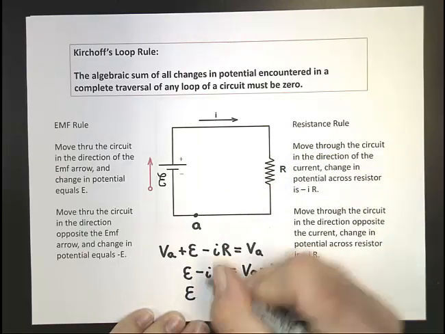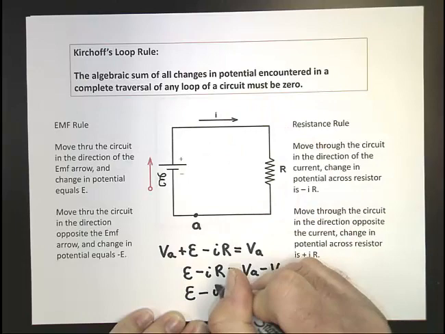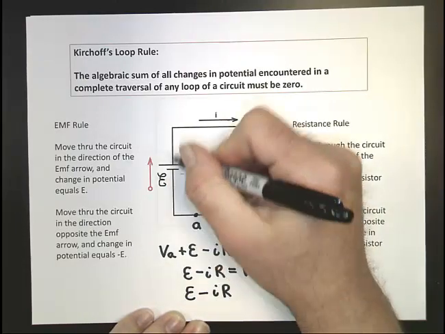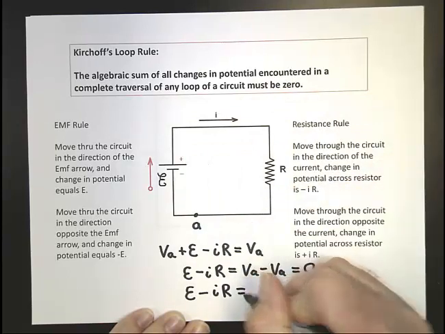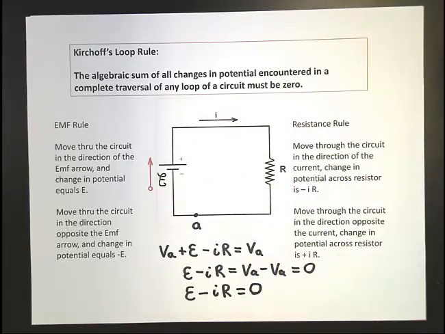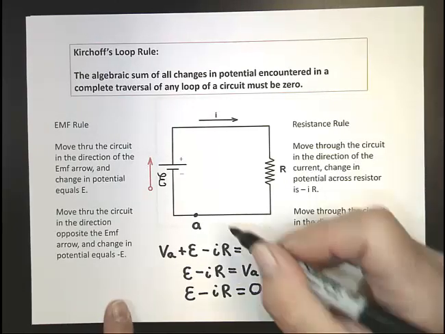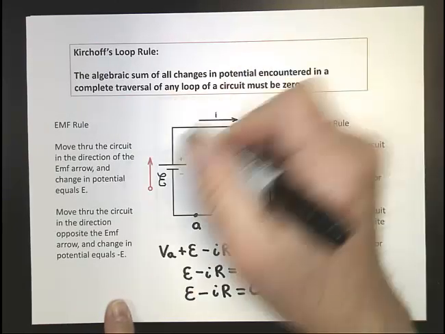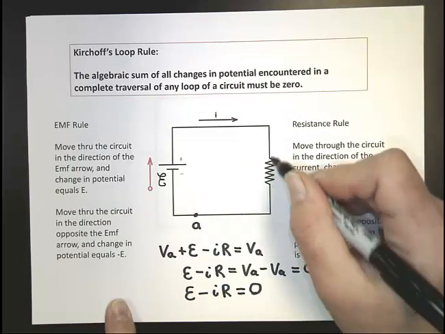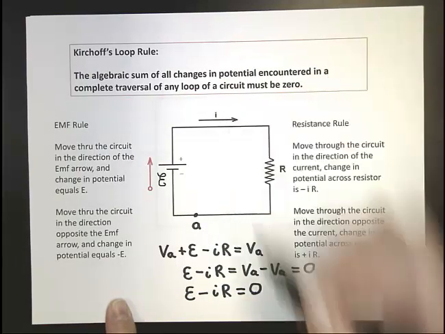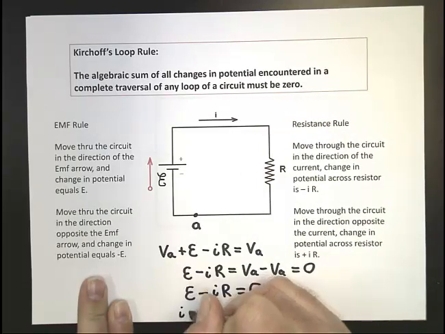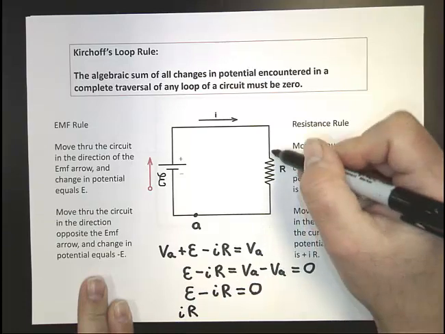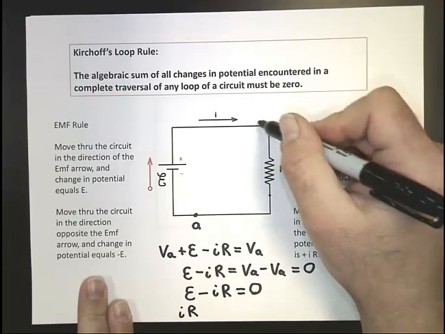So that means the potential increase caused by the battery and the potential drop caused by the resistor better add up to 0. And again, that's the law of conservation of energy. If we decide to go around the loop the other way, we'd say, oh, okay, we're going up the waterfall now. We're going against I. So the equation is going to be positive IR, because we're increasing as we go from here to here.